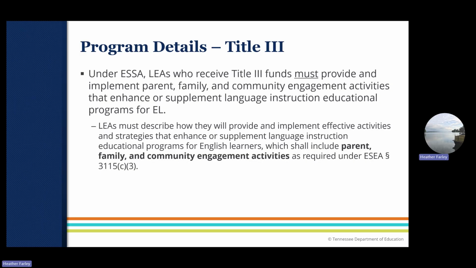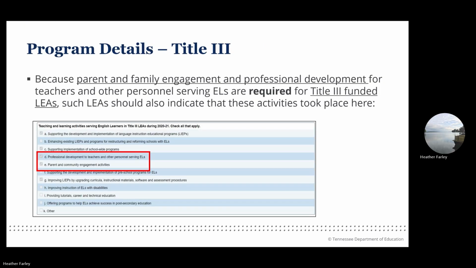Also, if you do choose to accept Title III funds, you have to describe how you're going to implement parent and family and community engagement activities for your English learner students. And that also correlates with the PD as well, to where you would check D&E that they are being implemented within the school year for your English language learners and the staff.